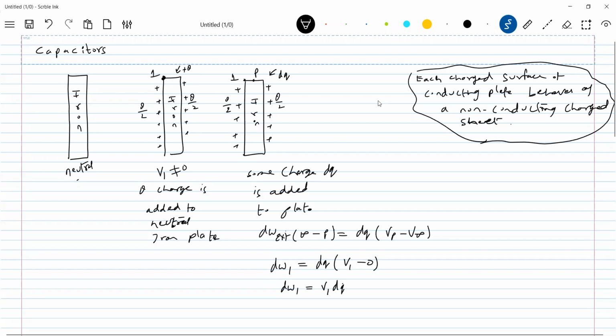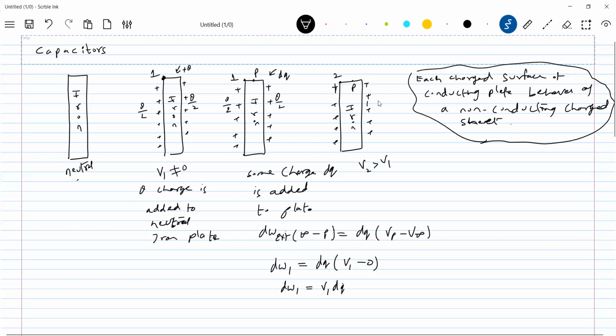Now further, I'll add more charge like this. To add a charge, what happens? I have to keep on doing work, no? After adding this charge dq, it has now acquired a potential, let it be V2. So V2 will be greater than V1.